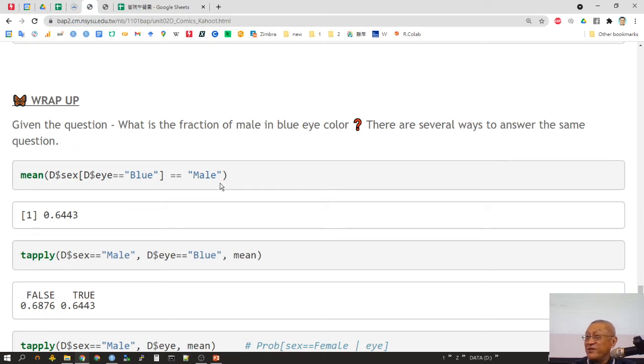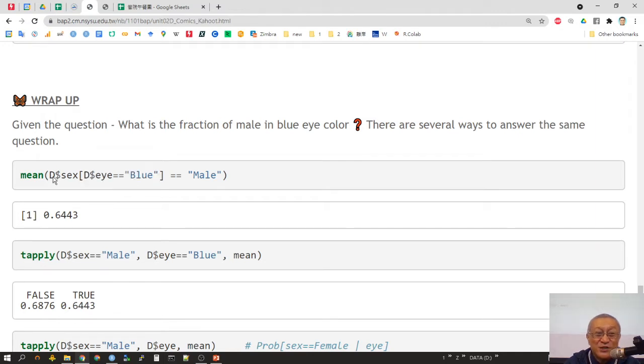Isn't it? If you want to see the fraction of male, you actually take the mean of sex equal to male, right? That's basically what you need to do. But how about this blue eye color? So you can use an index like this, right? This is an index, and with this index, you actually filter out the non-blue eye colors, right?